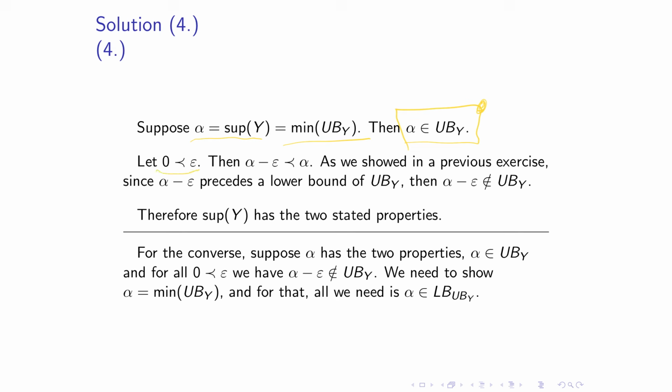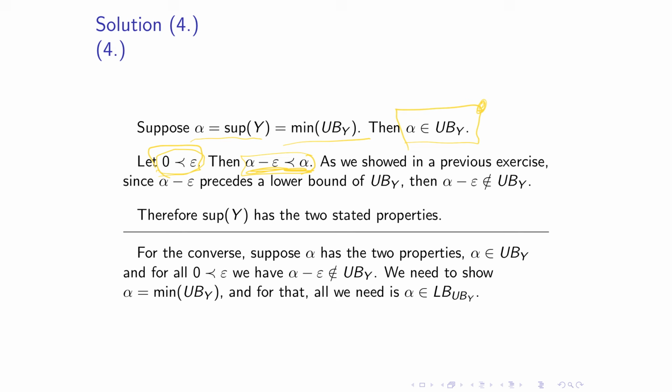We need to let epsilon be any positive field number. And we need to show that if you take alpha minus epsilon, that is not an upper bound of the set Y. Well, certainly you get very quickly that alpha minus epsilon is smaller than alpha. And that's very easy to prove. You can simply take this, subtract epsilon on both sides, then you can add alpha and you get this result. So it's very easy to demonstrate that.